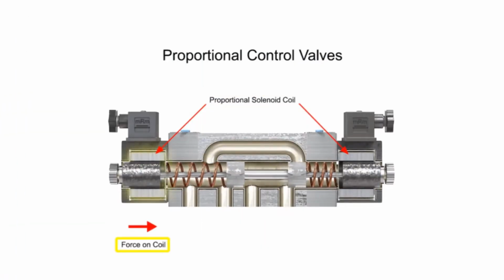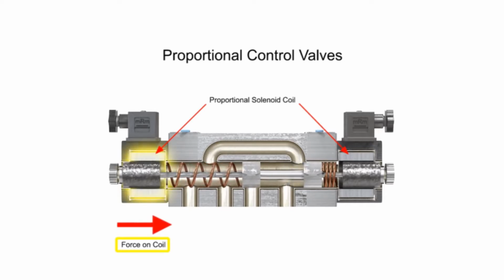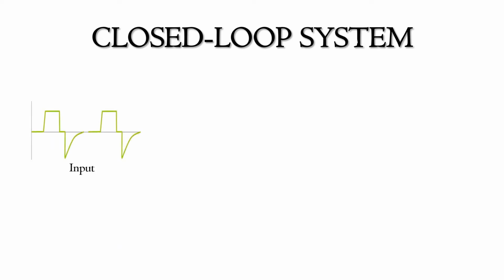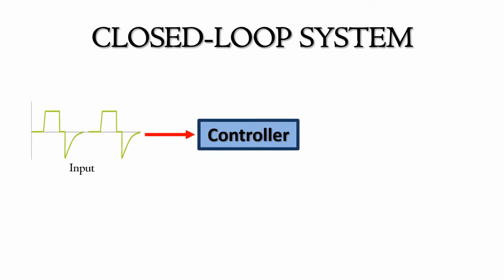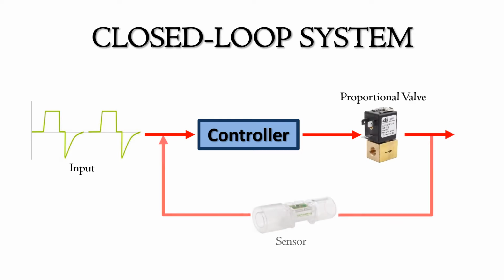This project offers a controller which controls the proportional valve in a closed-loop system. The controller gets an input pulse train of predetermined flow rate pattern with preset amplitude. The output flow rate of the valve is fed back into the controller through a sensor.